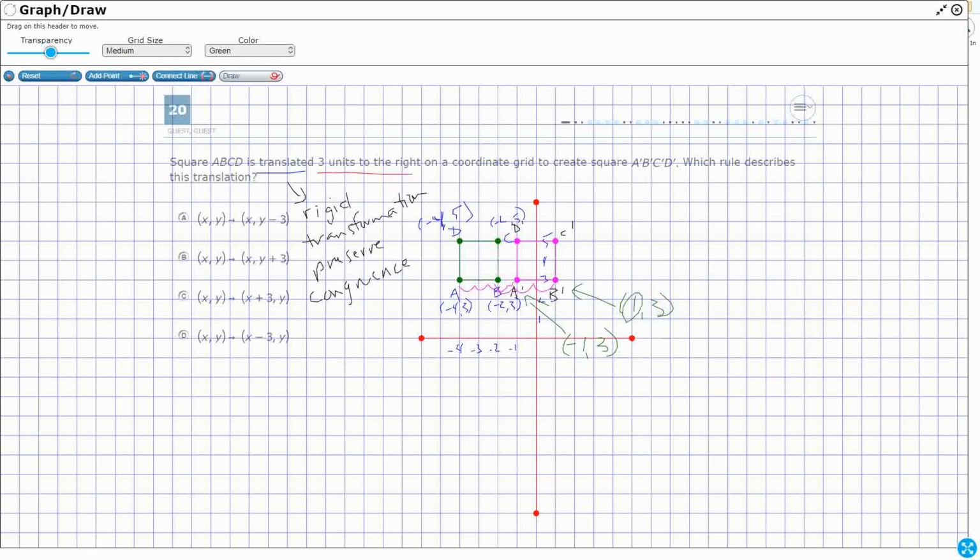So all I'm doing is changing my x value. What's happening to my x value? Well, my x value is going 3 to the right. When I move to the right on my x-axis, it is a +3. So what I need is to take my original xy coordinate and add 3 to the x, but as we noticed, the y stays the same. So my answer is C.